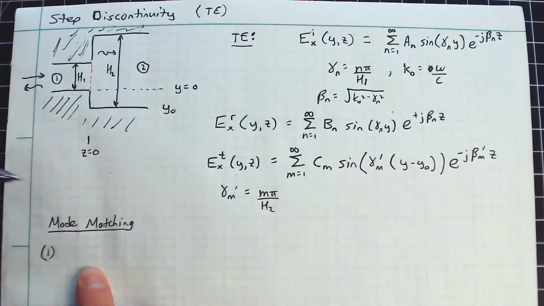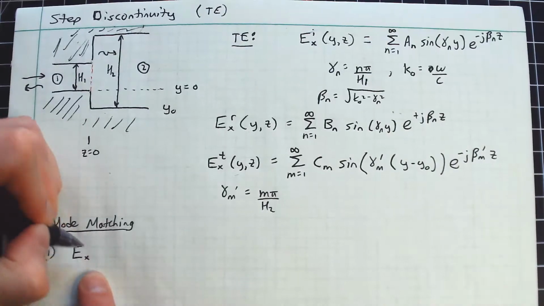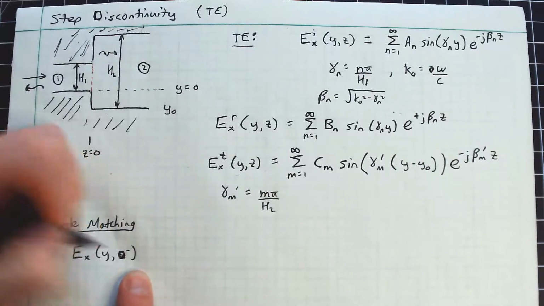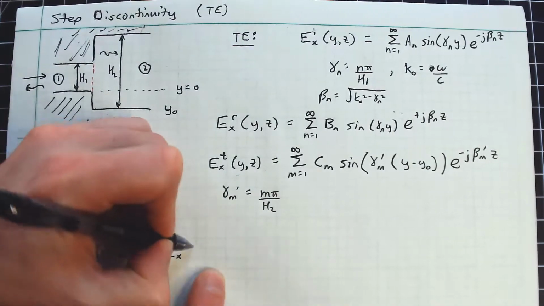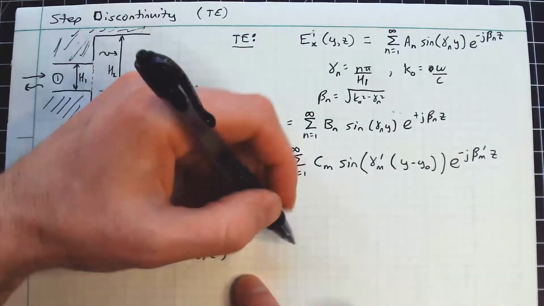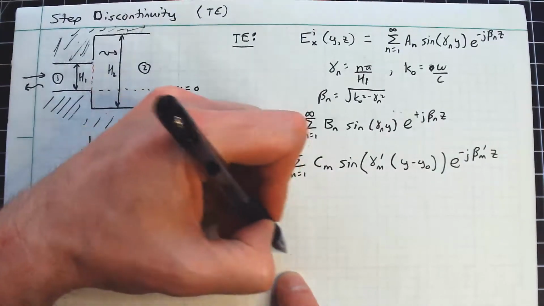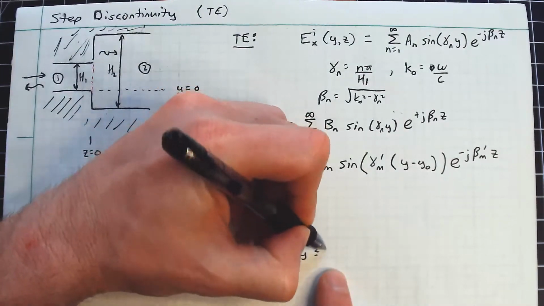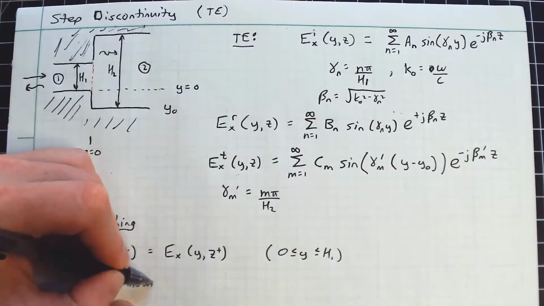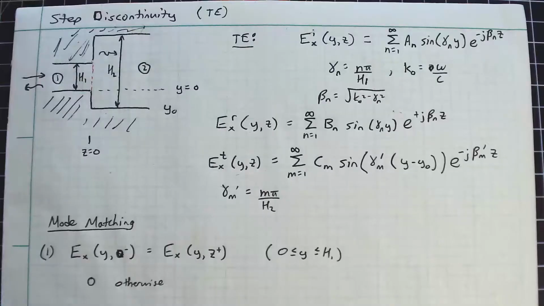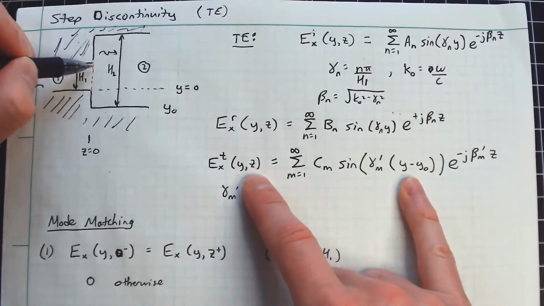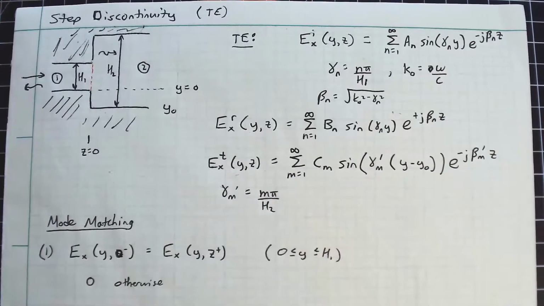So I'll write that out as: the electric field E sub x of y comma z, at 0 minus, is equal to E sub x of y comma 0 plus for this little region here, for 0 less than or equal to y, which is less than or equal to h1. And 0 otherwise, right? Because I have this metal wall here, okay? So all the fields in my transmitted field are going to add up to whatever is here, and then they have to go down to 0 over here, okay?